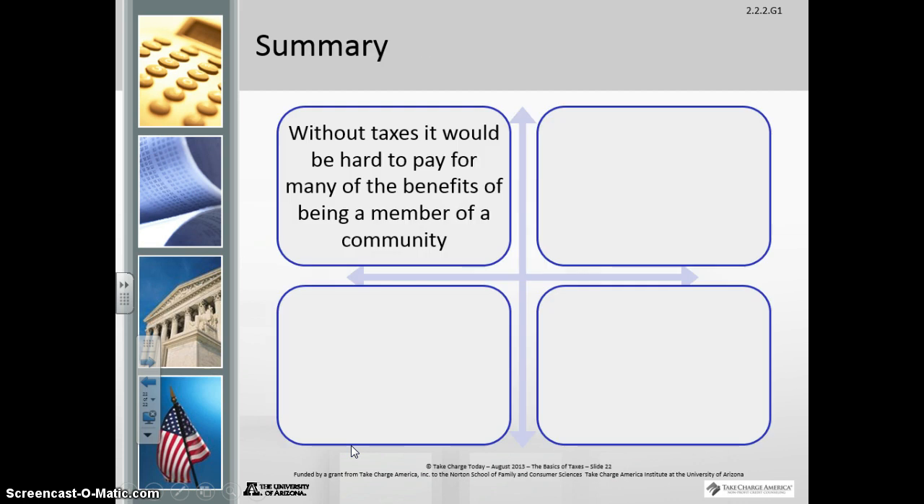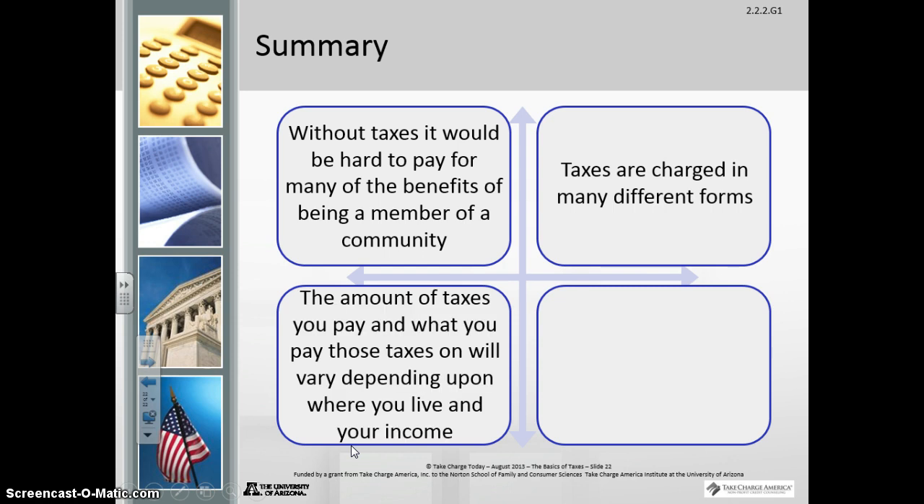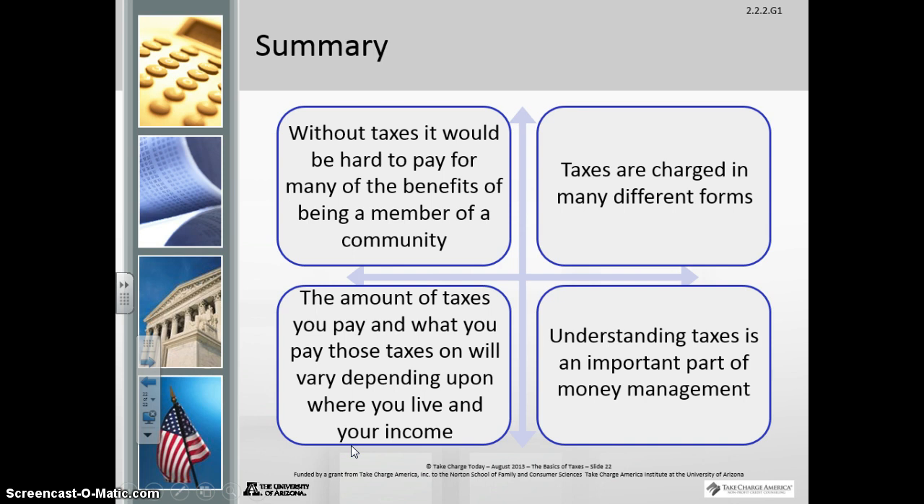What should you have learned in this unit? Without taxes, it would be hard to pay for many of the benefits of being a member of a community. Taxes are charged in many different forms. The amount of taxes you pay and what you pay those taxes on will vary depending on where you live and your income. And understanding taxes is an important part of money management.